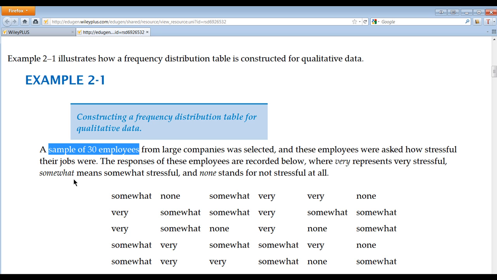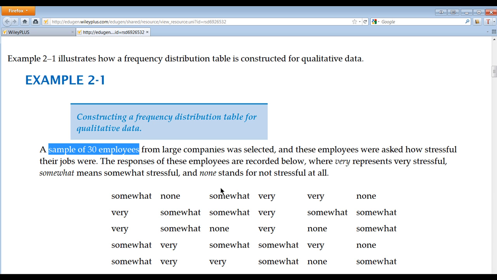So this could be a numerical variable, right? You might say there's 0 stress, 1 unit of stress, 2 units of stress, 5 units of stress, and so on. It could be numerical, but we're not going to treat it that way. The answers are going to be given like somewhat, very stressful, not stressful. So that's not numerical. If the answers are given that way, how do we deal with it? The responses of these employees are recorded below, where very represents very stressful, somewhat represents somewhat stressful, and none stands for not stressful at all.